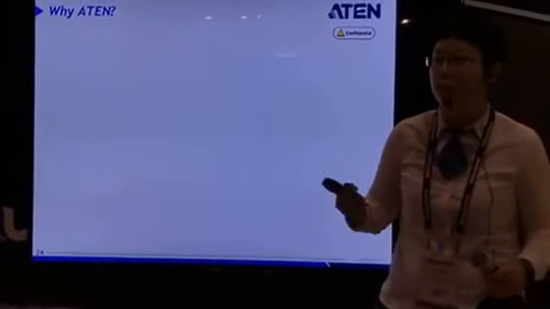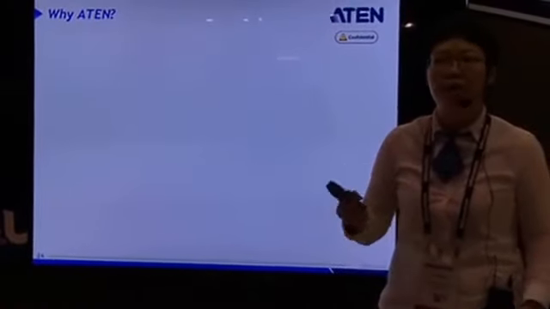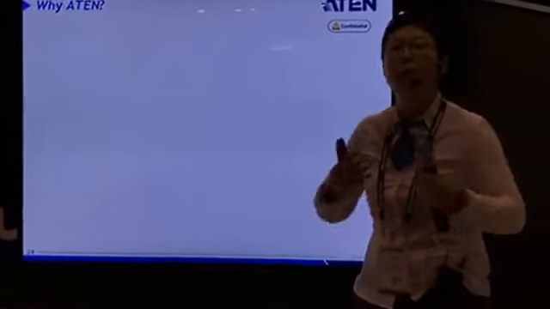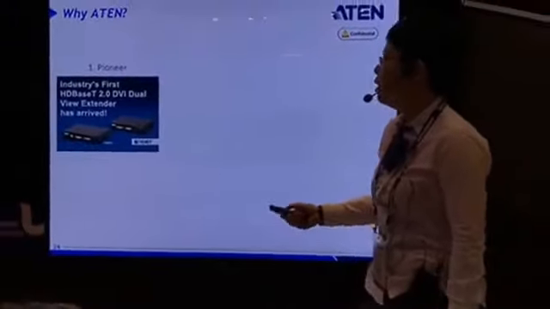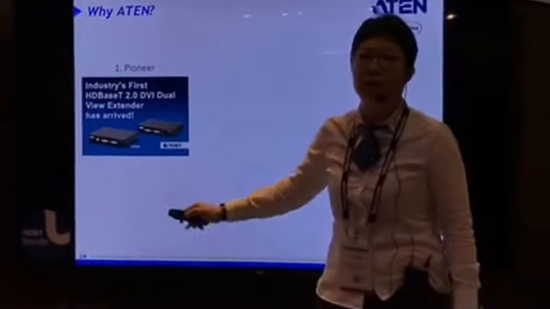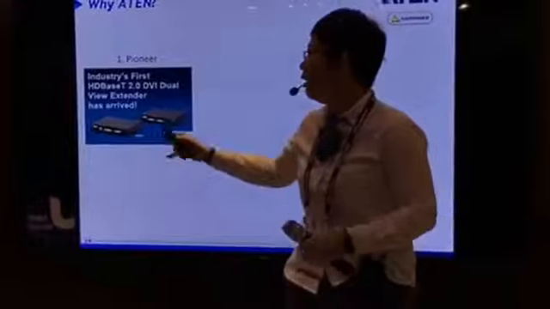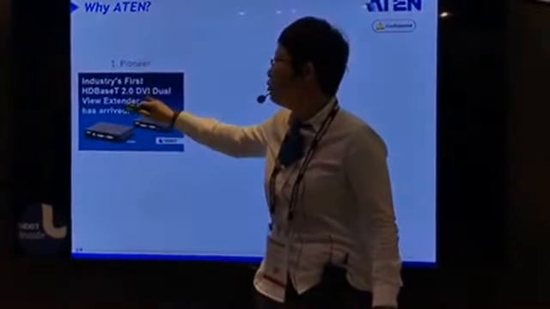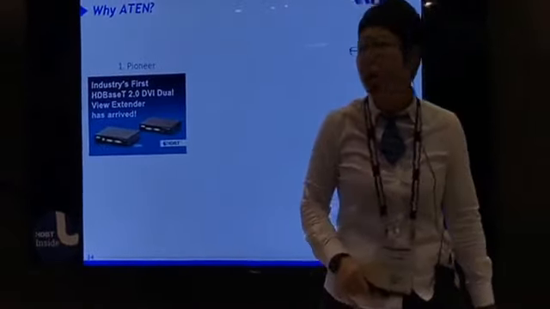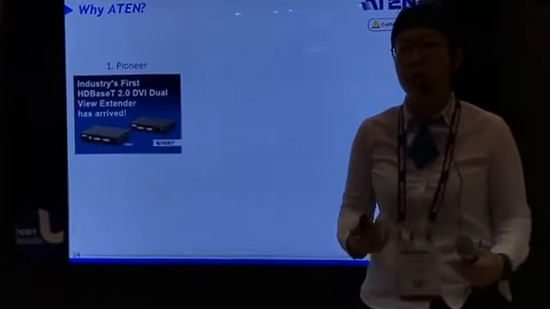And next we're going to go through a couple of slides really quickly. We understand there are a lot of solution providers for HDBaseT, either extenders or solutions. So why choose us? Well, the first one is we're a pioneer of the HDBaseT Alliance. We work really closely with the HDBaseT Alliance. For example, the industry's first HDBaseT 2.0 DBI dual view extender comes from ATEN.